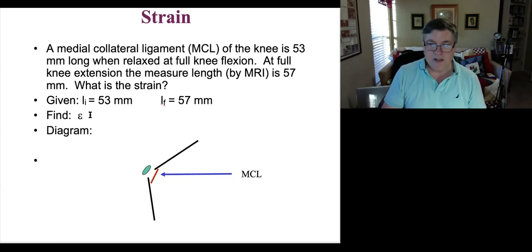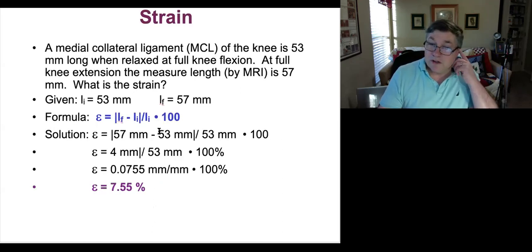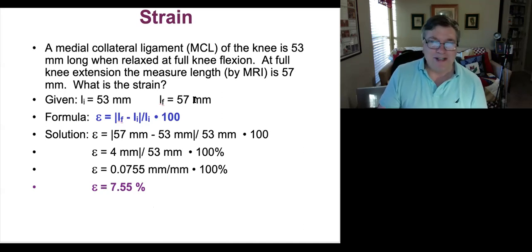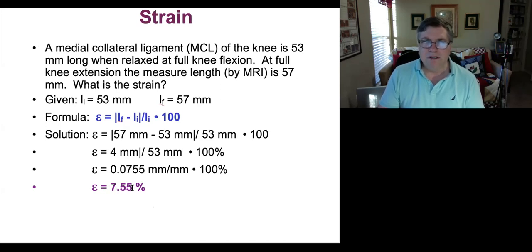So as we stretch the knee, that knee ligament also stretches from 53 millimeters. We're using an MRI to measure this. The final length is 57 millimeters. We'll take the difference between the two, divide by 53 millimeters, multiply by 100. That's going to give us our percentage. And in this case, it's about 7.55%. A tendon or ligament can stretch 8 to 10% before they run into trouble, before they get injured and even tear or break.